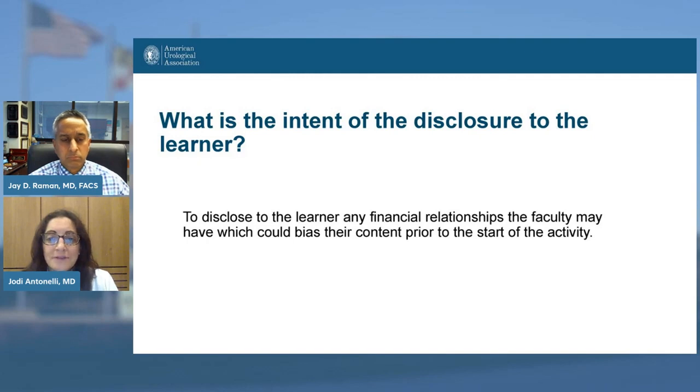So what is the intent of the disclosure to the learner? It's basically to disclose to the learner any financial relationships that faculty may have, which could bias the content. And then this allows the learner to decide whether or not they want to participate in the activity.